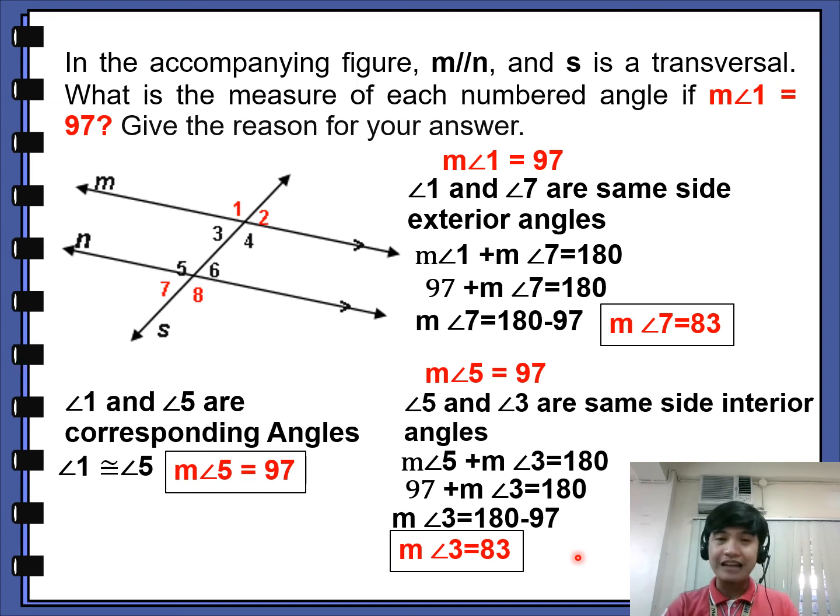So, something like that. So, yan po yung mga angles na nahanap natin dun pa lang sa left side ng transversal. Okay? So, we have now a measurement for angle 7, angle 5, and angle 3. Okay, so ituloy natin yung problem kanina. Okay? So, ito yung problem natin.